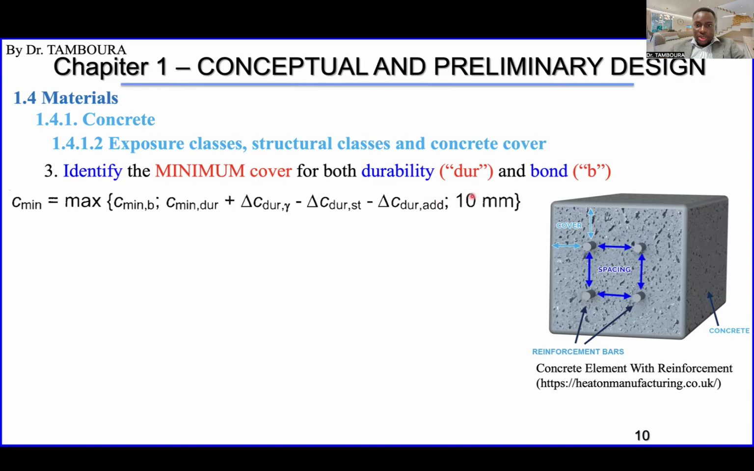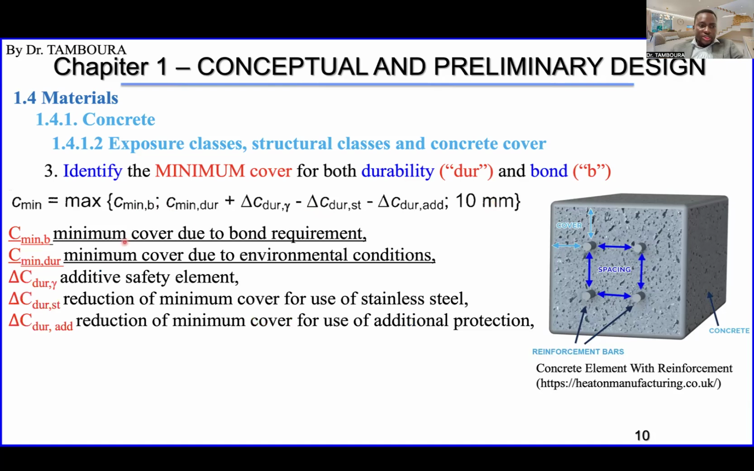And you have 10 millimeter. You can see that they are separated with semicolon. So you have the maximum between this one and this value and 10 millimeter is C minimum. It means C minimum cannot be less than 10 millimeter. Actually, this is the meaning. So this is the meaning of this.